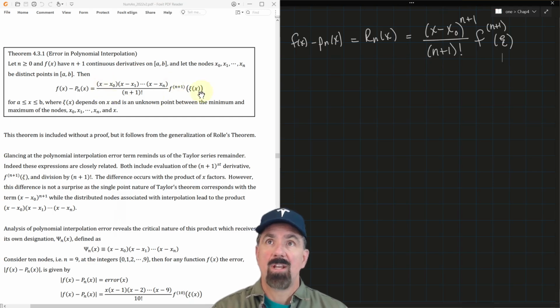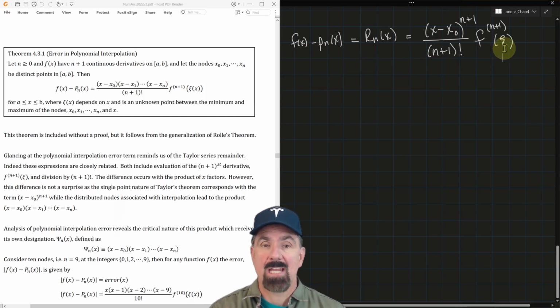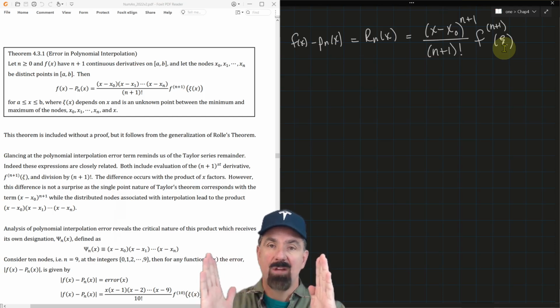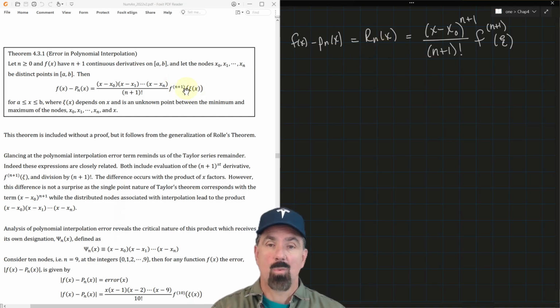Look at this form over here. It's exactly the same. Don't be thrown off by the xc as a function of x, because xc is a function of x over here as well. We just did not state that explicitly. But xc is always a function of x because it exists between the point that we expanded upon and the value of x that we are considering. And that is certainly the case here as well.